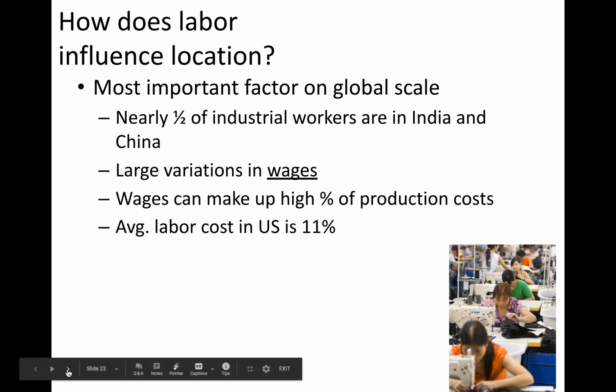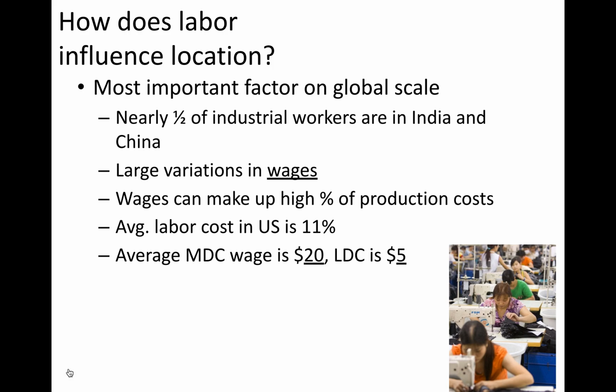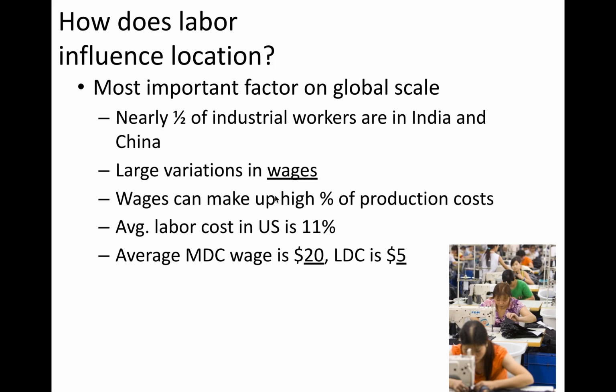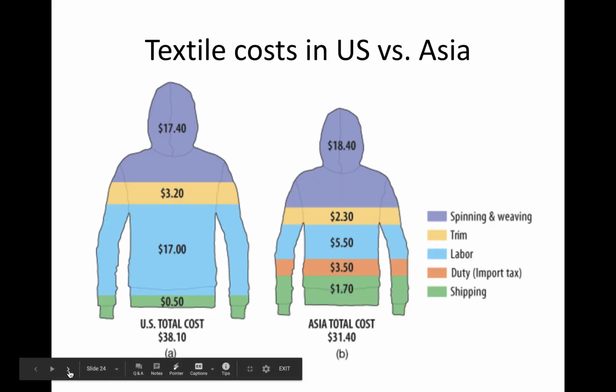And the average labor cost in the U.S. is 11%. So we can see that our labor is not as intensive in the United States because we have advanced technology. Average MDC wage is $20, where LDC is $5. So anytime you have low-skilled manufacturing like textiles or steel, oftentimes it'll be in less developed regions because those manufacturing jobs require intensive labor, and you want cheap labor for doing those intensive labor jobs. We can see the example of a hoodie.